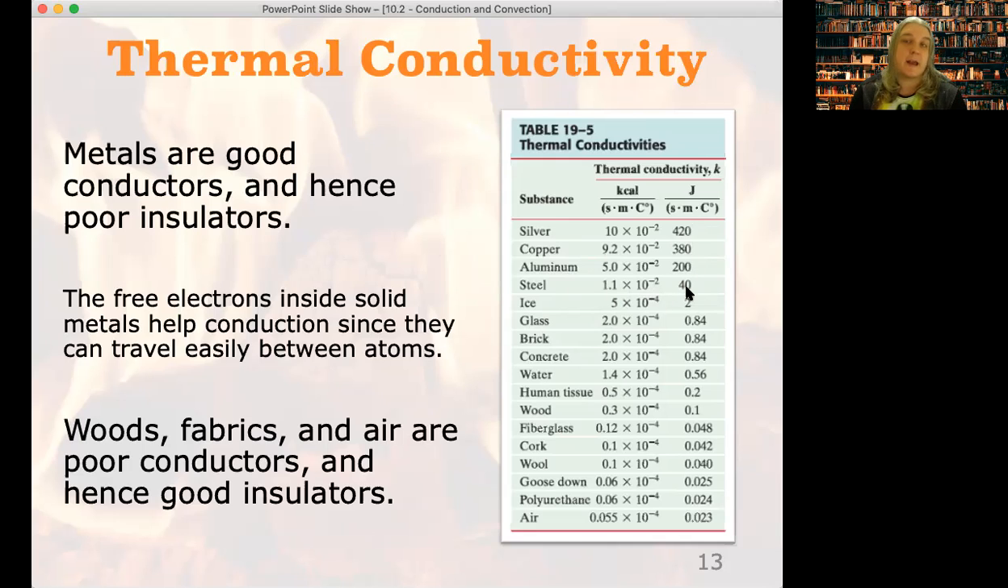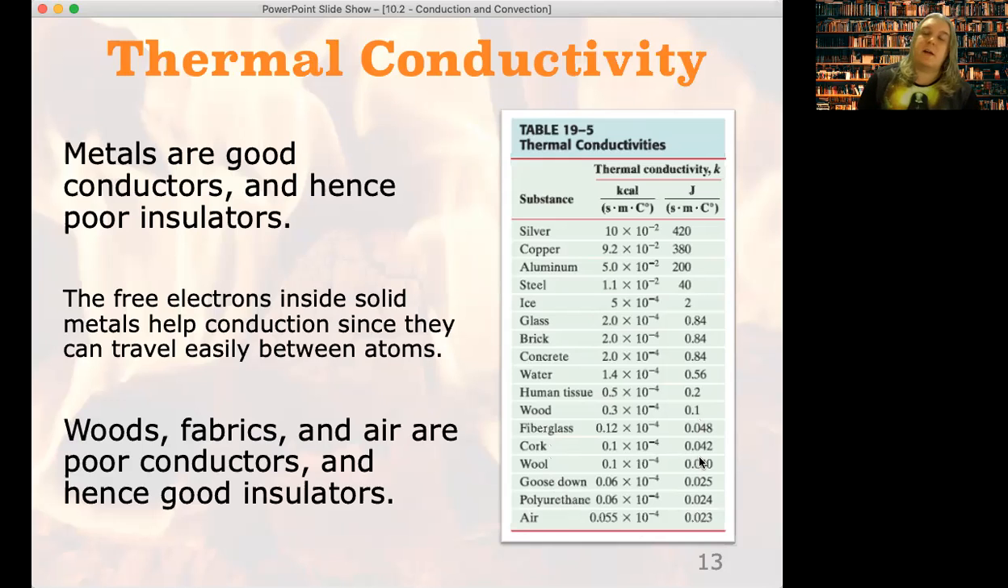Steel obviously being an alloy of different materials, iron and cadmium, and then a bunch of other stuff. So we've got the alloy, the way it forms means that it's not quite as good at passing that thermal energy along. But still better than some of these other solids. So we see that ice is 2, and then everything else is less than 1, right down to some of these really good insulators: fiberglass, cork, wool, goose down, polyurethane, and air is actually a really good insulator.